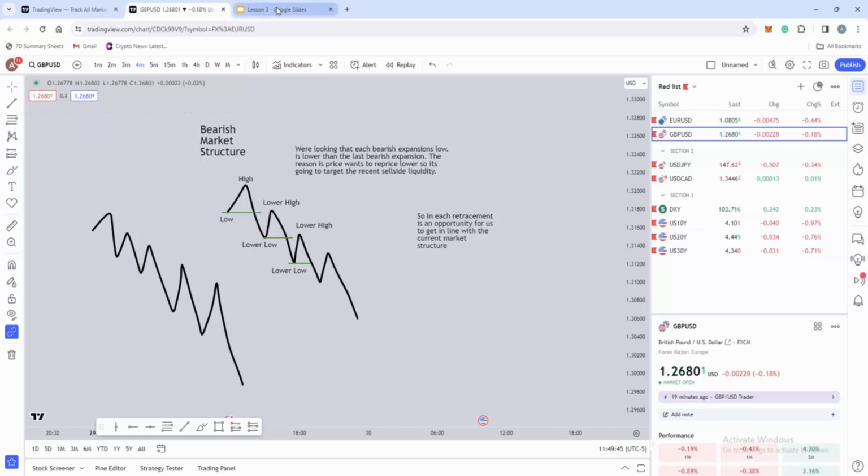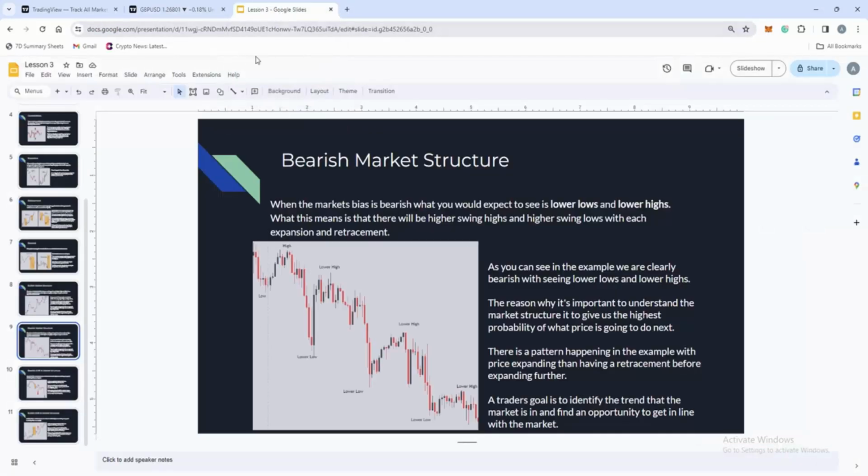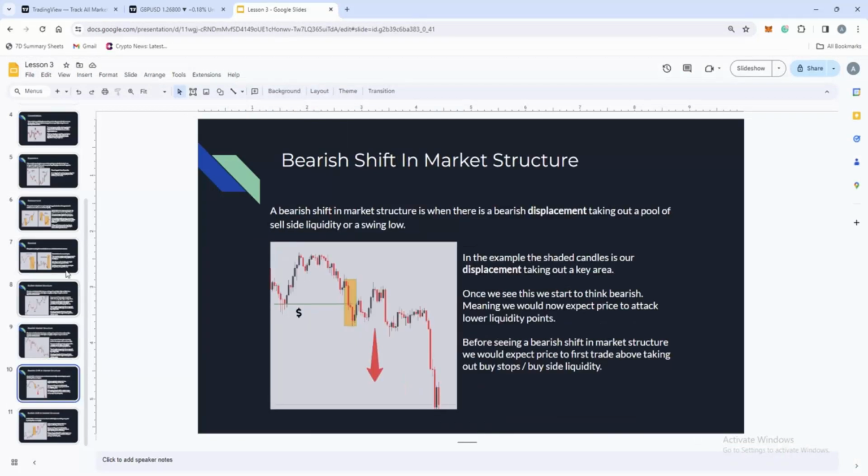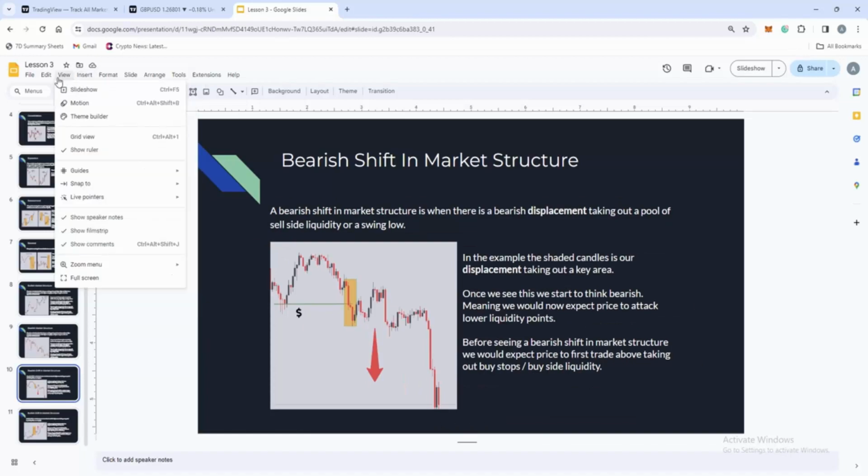So now I just want to talk about what a shift in market structure is, because I already told you about reversals, but how do you know that price is going to reverse? And this is how.